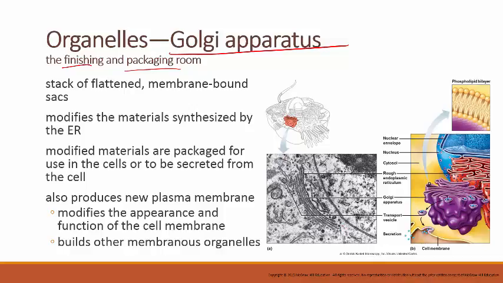Here are the sacs. There's one here, another one, there's another one right there in this electron micrograph. And they're flattened, and they can be fairly large across. It's almost like a plate full of pancakes is what it always looks like to me.